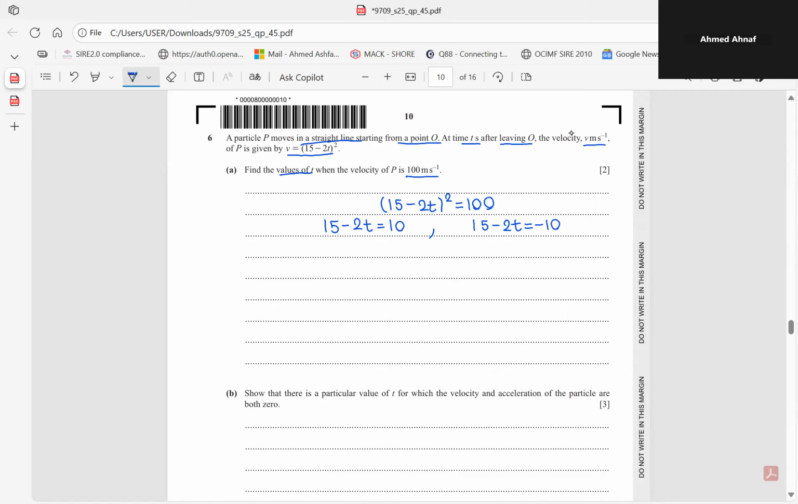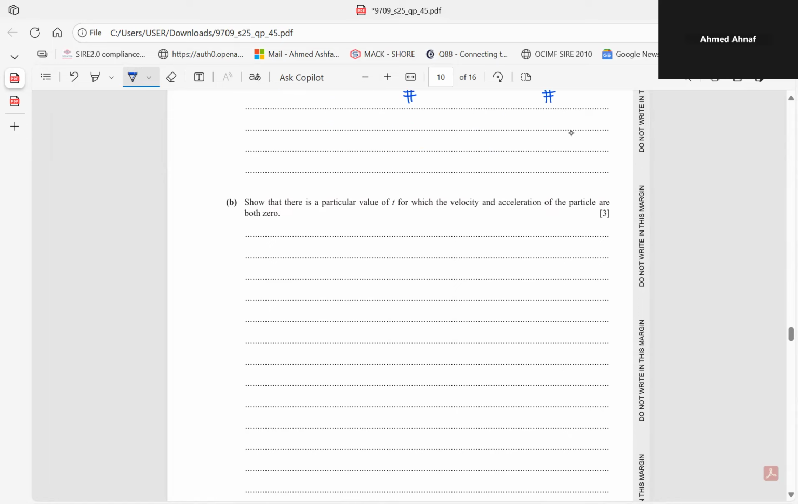All right, and now we're going to isolate our t. So 10 minus 15, you'll get minus 5, and then t will just be equal to 5 over 2. So this is our first answer, and then for this, we're going to move the 2t to the other side, so we get 2t and add 10 to both sides, so we get 25, and here you get t equals 25 over 2. Okay, so these are our values of t and our final answers, 5 over 2 and 25 over 2. Let's head on to the next part.